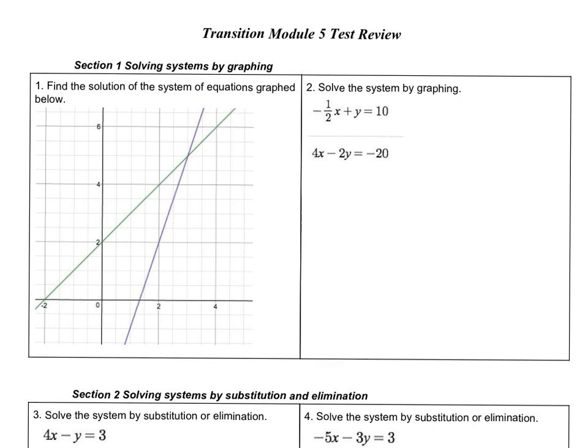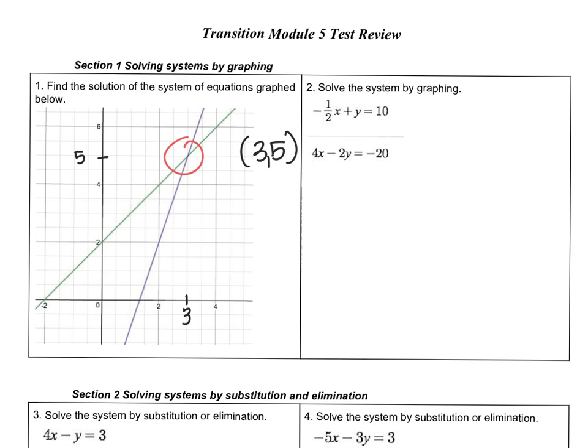So remember, we look for where the two lines intersect, and then we write our answer as a point. So these two lines intersect at the point (3, 5). You also want to make sure that you are paying attention to the scale of the x and y axis to make sure you are identifying the coordinates correctly.